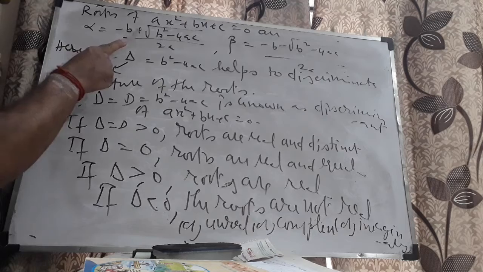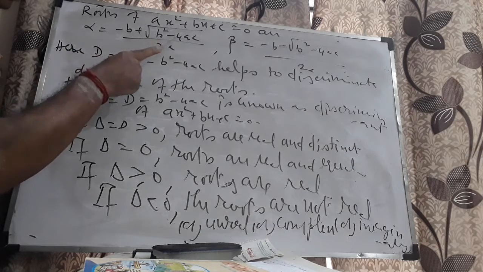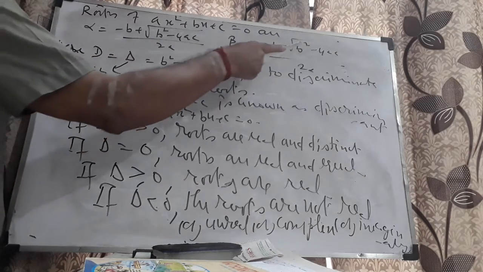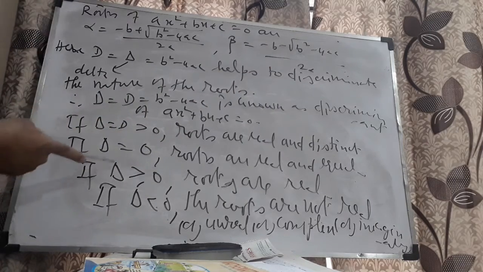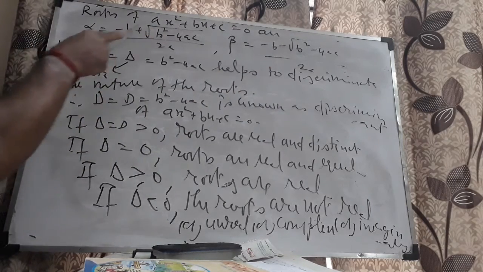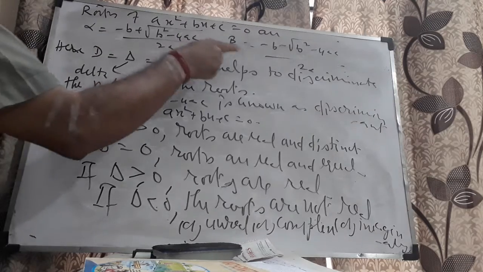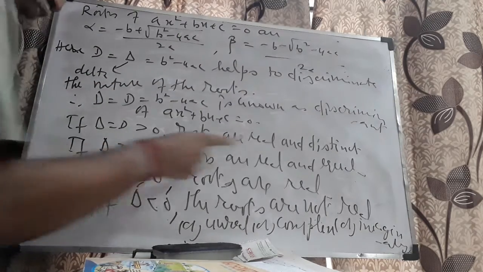I'll get minus b plus root delta by 2a, which will give you one value. Minus b minus root delta by 2a will give you another value. Both are real and distinct. And delta equal to 0, this will go off. It will be reduced to minus b by 2a, minus b by 2a. Roots are real and equal.